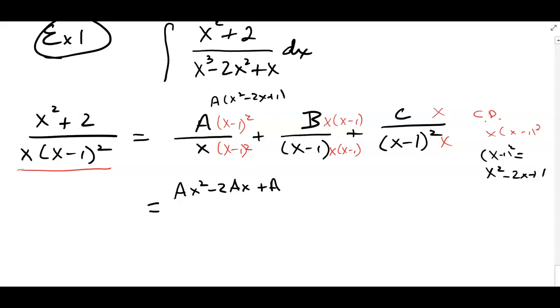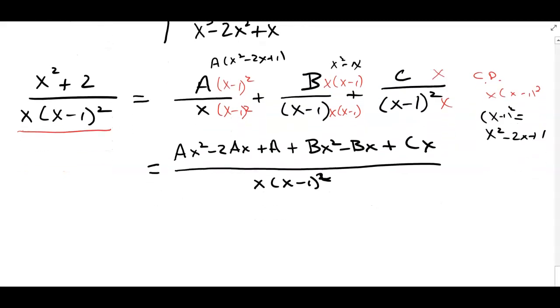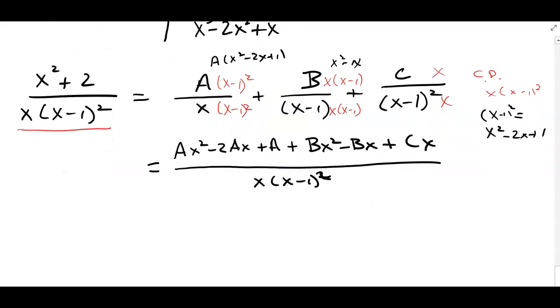All right, for b, what's that going to give me? x squared minus x times b. So it's bx squared minus bx, plus cx, all over my denominator x times (x minus 1) squared. Okay? Now remember how we grouped it. You want to group your squares together, your x's together, and your constants together.